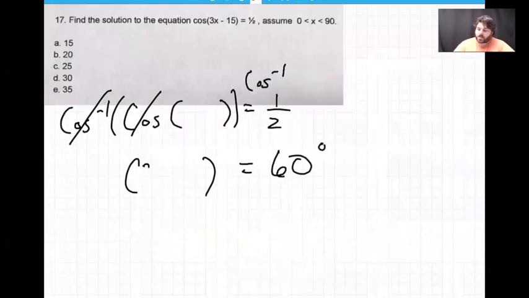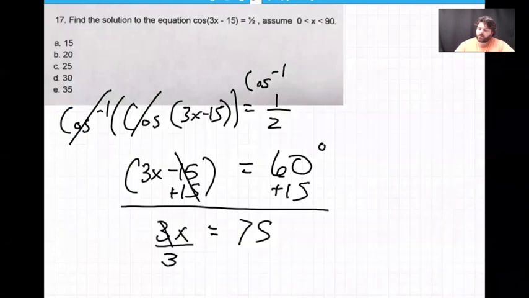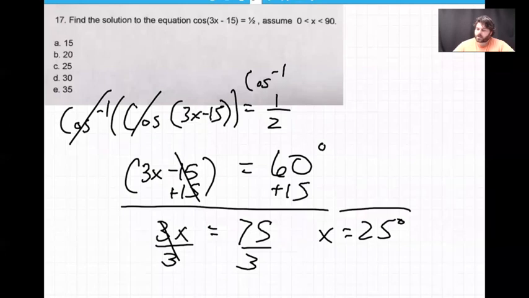Now, what was in there was a 3x minus 15, okay? So I should have had a 3x minus 15 in there. I'll go ahead and fill that back in. So we know that 3x minus 15 is equal to 60 degrees. So how do I solve that? Well, I add 15. That goes to 0. We're left with 3x equals 75. If I divide both sides by 3, I get that x is equal to 25 degrees. There we go. Answer choice C.